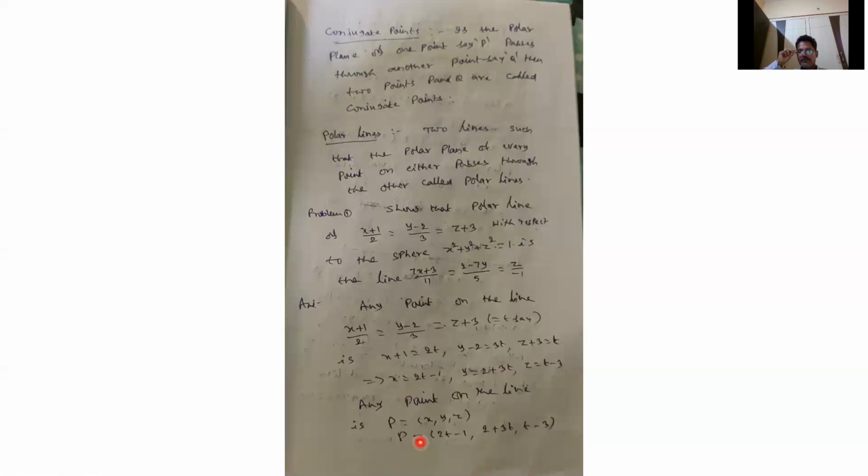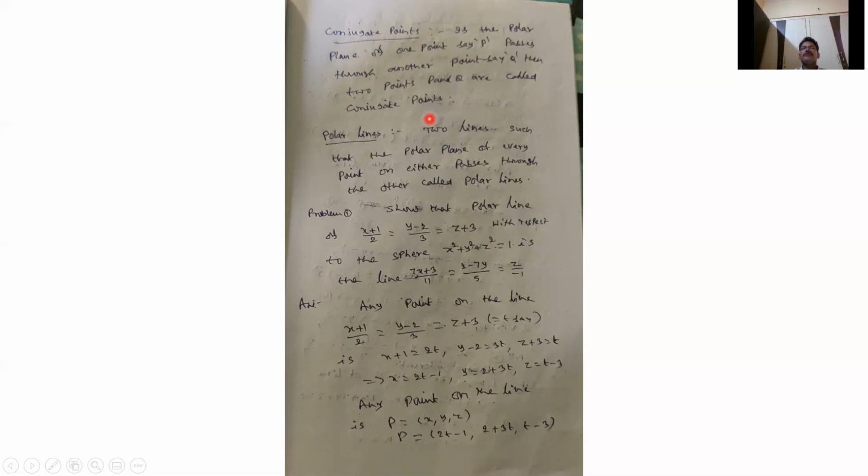So when you say two points are conjugate points: suppose P and Q are two points. If the polar plane of one point, say P, passes through the other point, say Q, then the two points P and Q are called conjugate points.